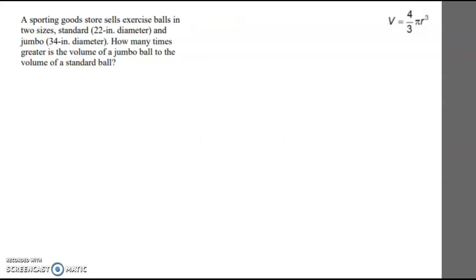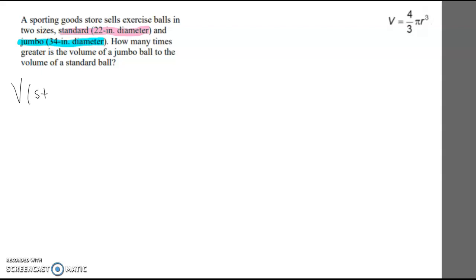Now let's look at a word problem. A sporting goods store sells exercise balls in two sizes. Standard is 22 inches in diameter, and jumbo is 34 inches in diameter. How many times greater is the volume of a jumbo ball to the volume of a standard ball? Well, it looks like we've got two separate problems here. We had to find the volume of a standard ball and the volume of a jumbo ball. So let's do standard first.